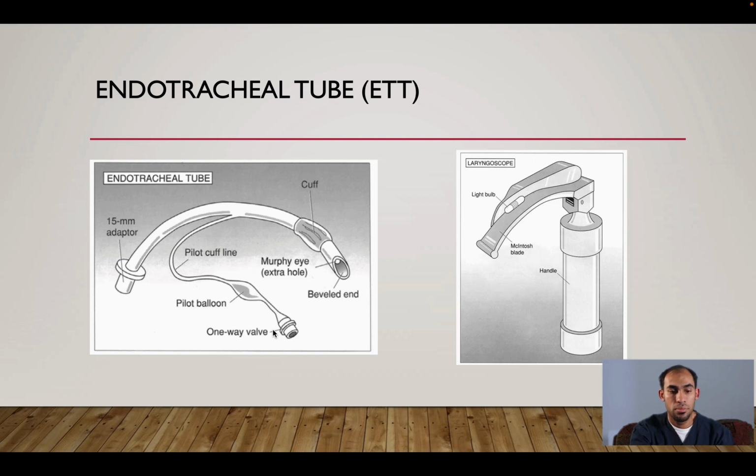As you see in the picture here, this is the ET tube. There is a cuff and there is a balloon here. You will inflate the cuff through this one-way valve, using a 10 cc syringe. And this is the laryngoscope. You will use it to open the airway, see the view, and insert the tube.